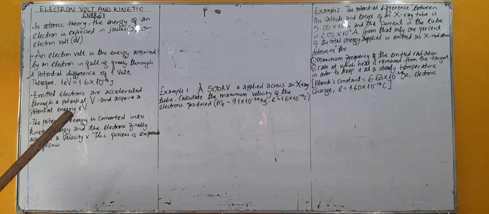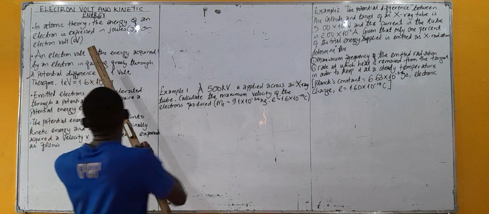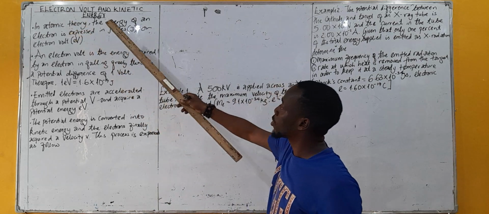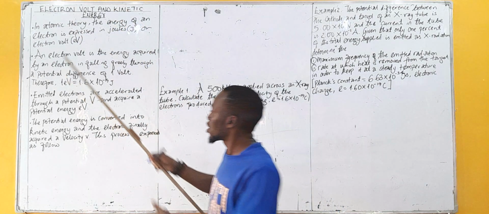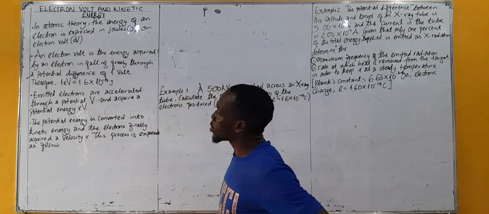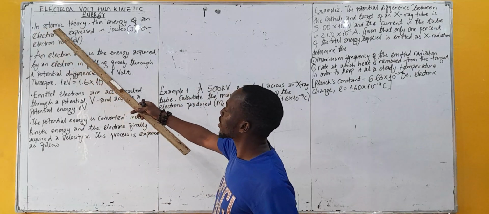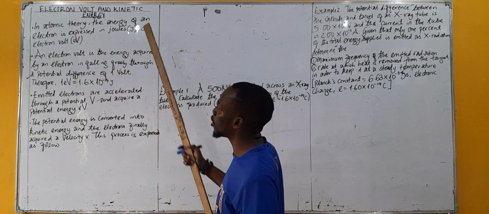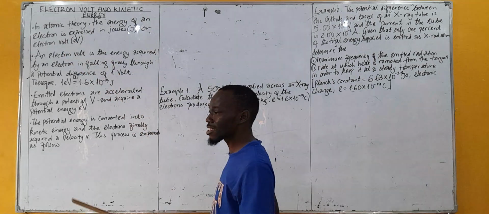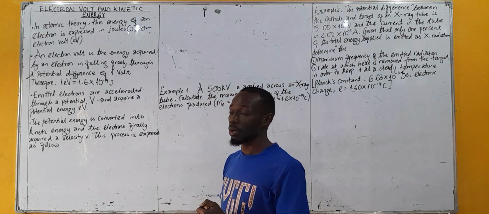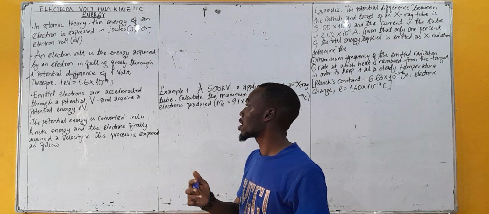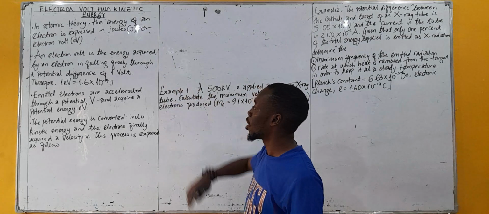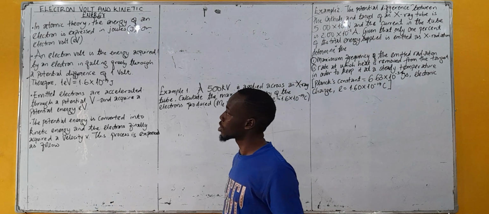So today we want to discuss electron volt and kinetic energy. Right, so I've put down some short notes. In atomic theory, the energy of an electron is expressed in joules. We all know energy is expressed in joules. The unit of energy is joules or electron volts.